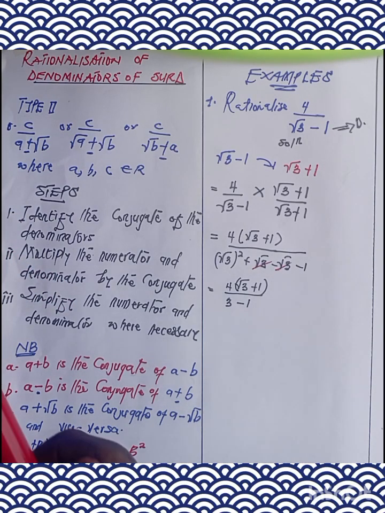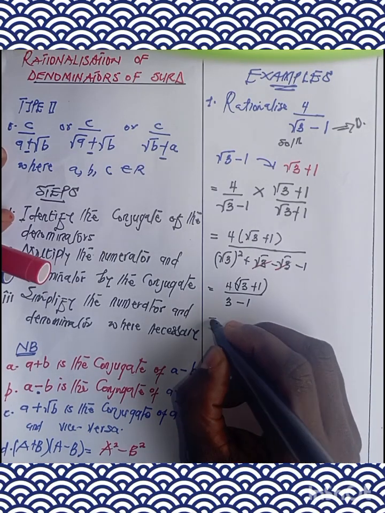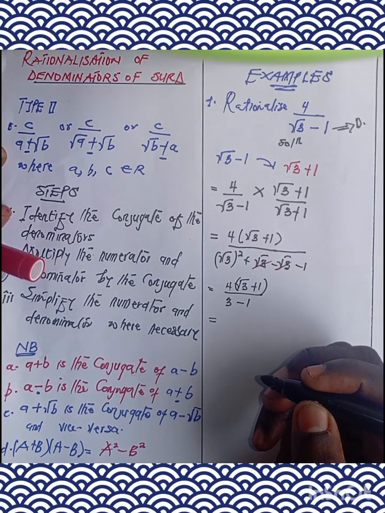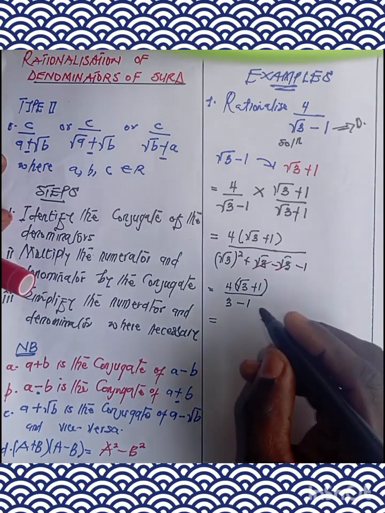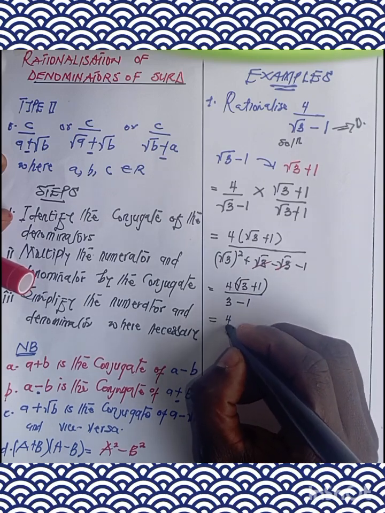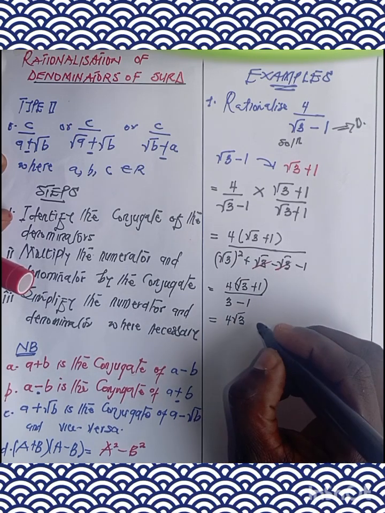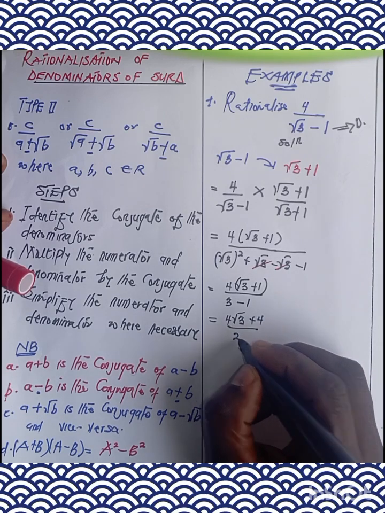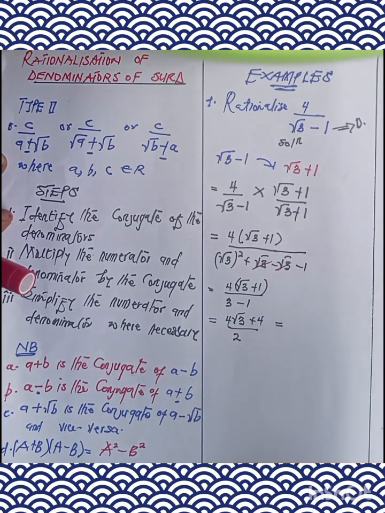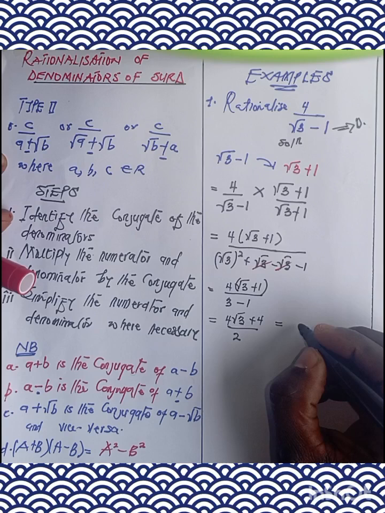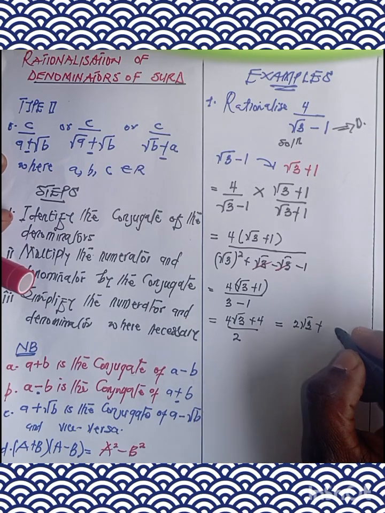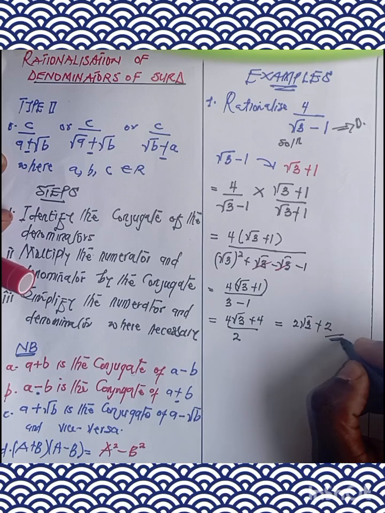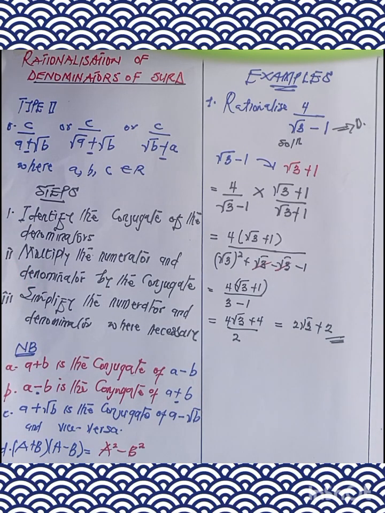Now we can just expand and then see if we can break it to its basic form. So we can get 4 times root of 3, we are getting 4 root of 3 plus 4 all over what? 2. And this is going to give us 2 root of 3 plus what? 2. And that is the answer.